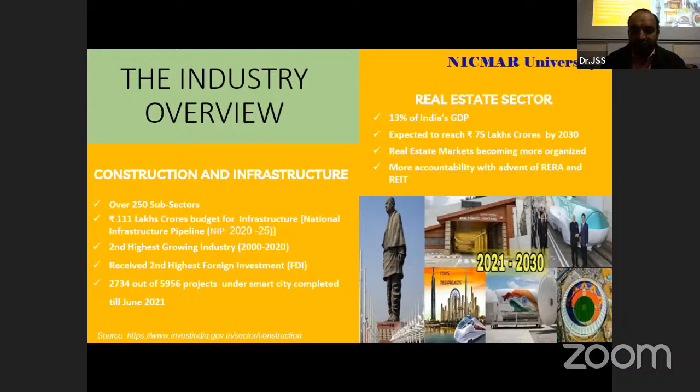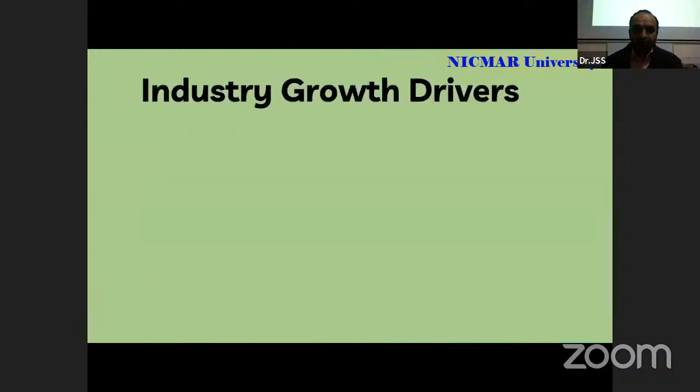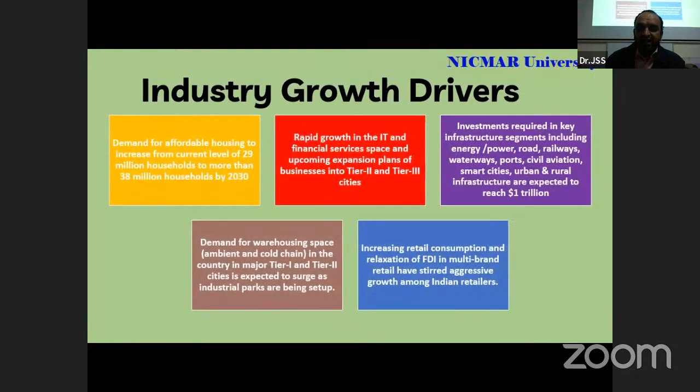Whatever the country may be, growth mainly depends on infrastructure development, and not only that, indirectly by means of GDP, the civil engineering and infrastructure sector is playing a major role. And not only that, it is one of the sectors where a huge number of people are getting employment. That is one thing I want to highlight. These are some of the areas where recent developments are happening in our country.